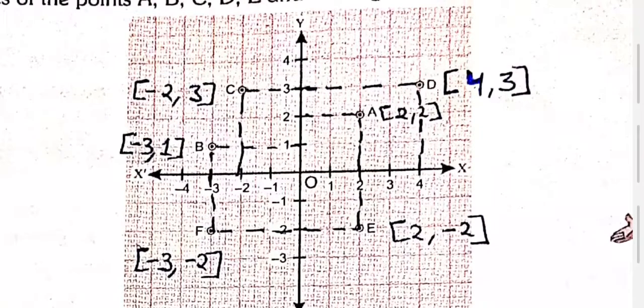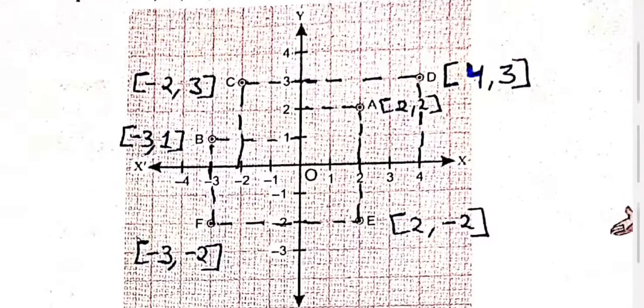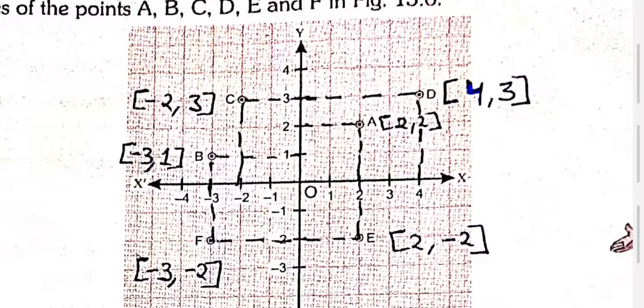Now come to the coordinate of D. Draw one straight line with the help of scale. It will meet the x-axis on 4. So you have to write here 4, and on the y-axis it will meet on 3. So you have to write here 3 at the place of y coordinate. So what is the coordinate of the point D? It is 4 comma 3.